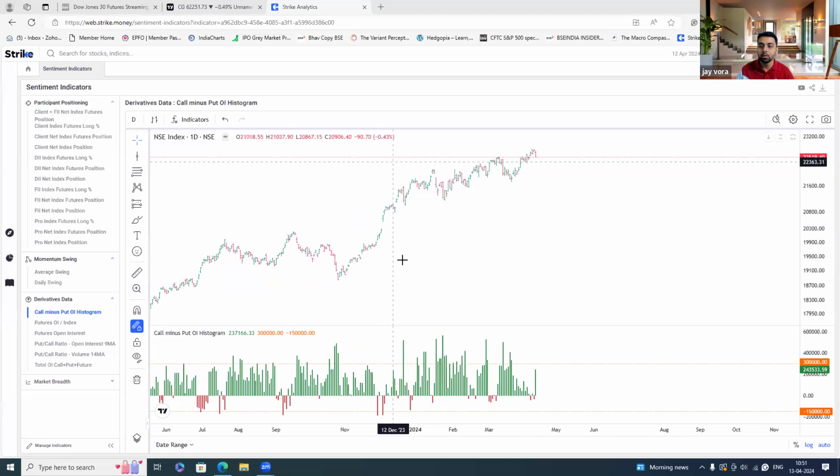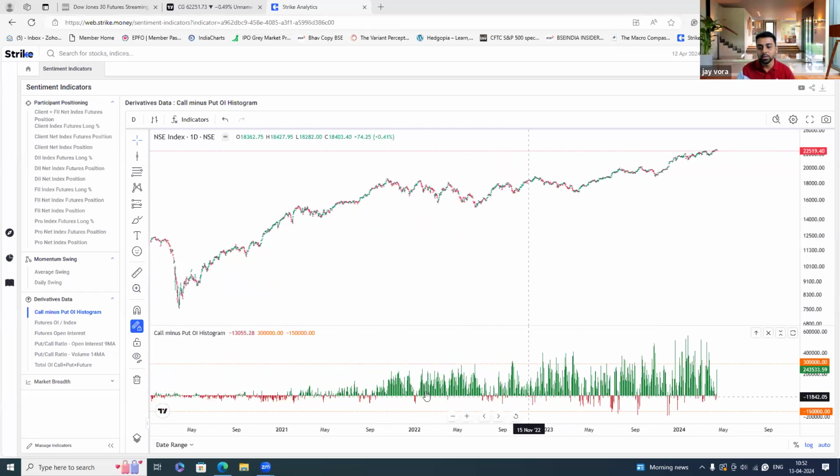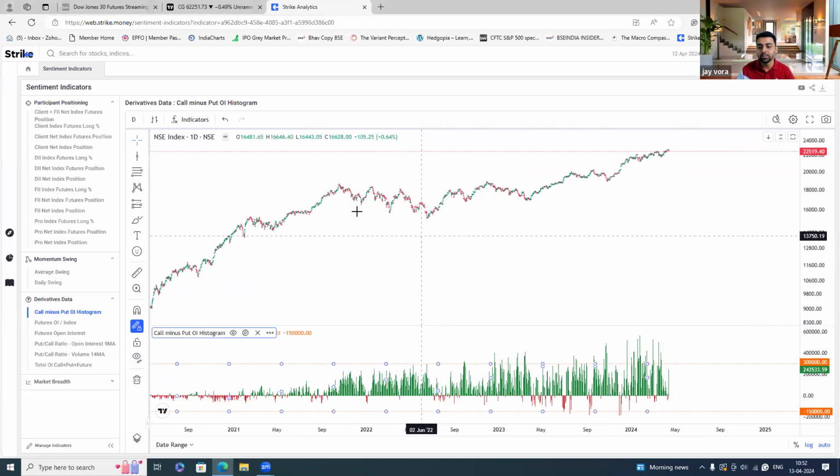And similarly, on the downside, and actually, this behavior has been totally different after 2021, where we are seeing more call writing at the top. Which also indicates that people are more comfortable shorting call options than shorting put options.